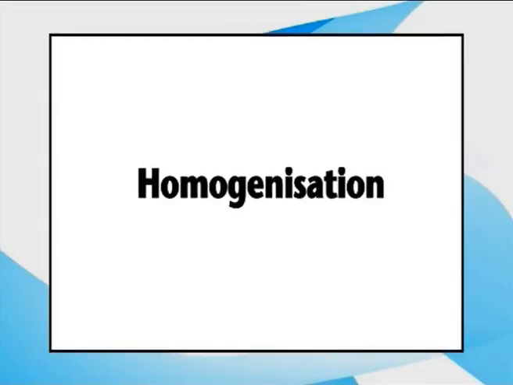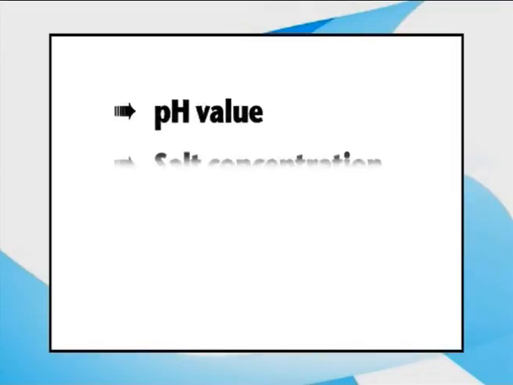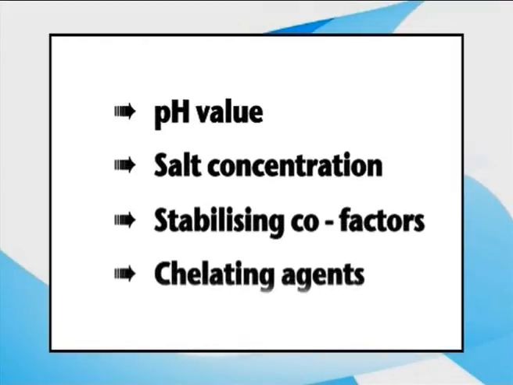Step first, homogenization. Before differential centrifugation can be carried out to separate different portions of a cell from one another, the cells and tissues samples must be first homogenized. For the optimum homogenization of tissue specimens, mincing of tissue has to be performed in presence of a biological buffer system that exhibits the right pH value, salt concentration, stabilizing cofactors, and chelating agents. The optimum ratio between the wet weight of tissue and buffer volume as well as the temperature and presence of a protease inhibitor cocktail is also essential to minimize proteolytic degradation.